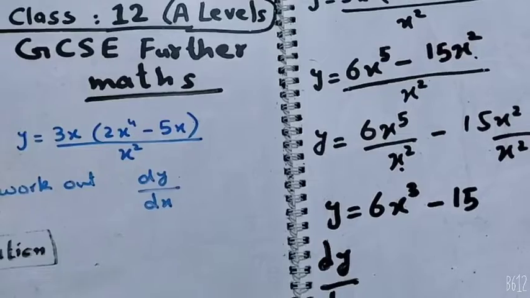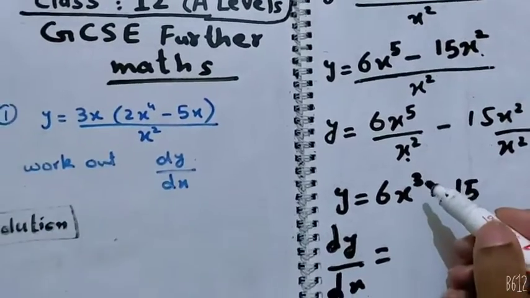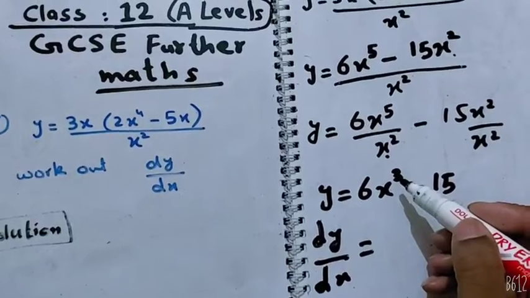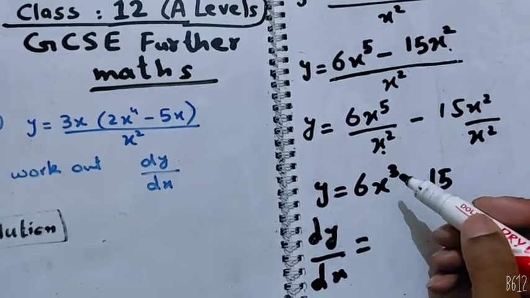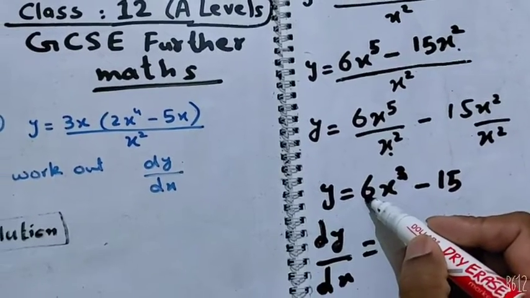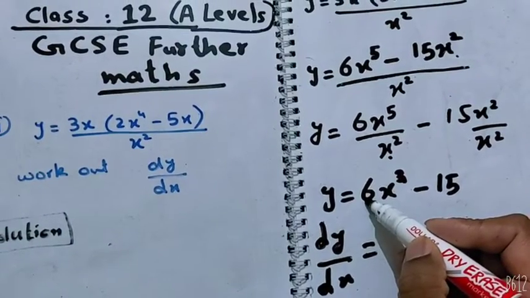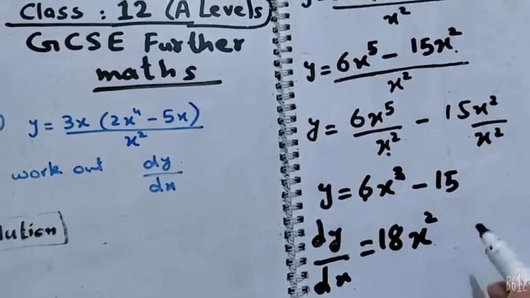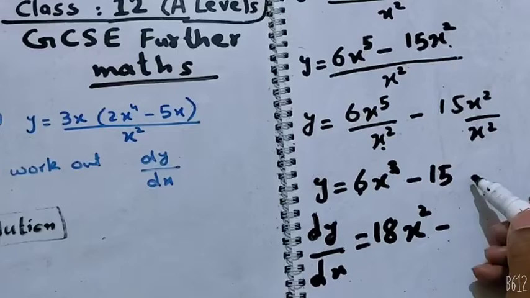Let's find dy over dx. We know how to find it since we are at the medium level questions. In the beginning stage, you must have learned that the power comes in the start and multiplies with the coefficient. So 3 times 6 is 18x to the power 2, and here there is no x.